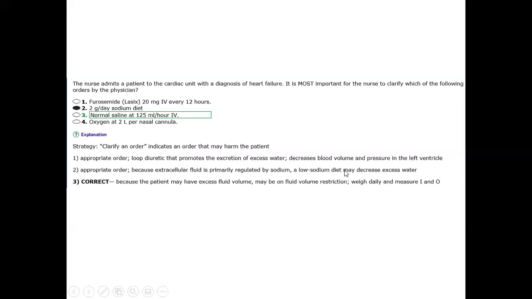Low sodium diet is a must for heart failure. So why would you give them extra sodium? No need. Normal saline, why? Because the patient may have excess fluid volume. Maybe on fluid volume restriction, and daily weight measurement is important. It indicates whether the patient has retention of fluid or not. Also, strictly maintain the input and output chart. So if the patient has heart failure, the normal saline is good at a rate of 125 per hour.